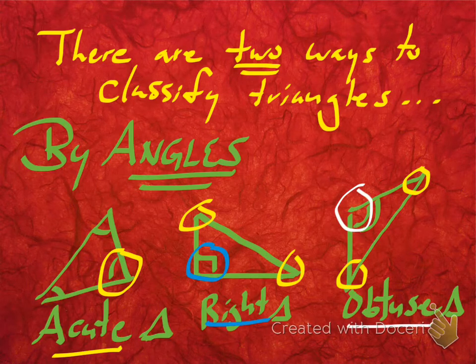So again, when you're classifying triangles by angles, it's either acute, right, or obtuse, and the way you tell is you look at the biggest of the angles. If the biggest angle is acute, it's acute. If it's right, it's right. If it's obtuse, it's obtuse. All right, so that's it for angles. That's one of the names for triangles.